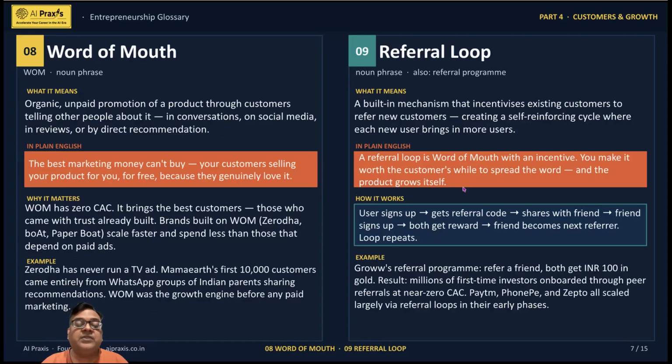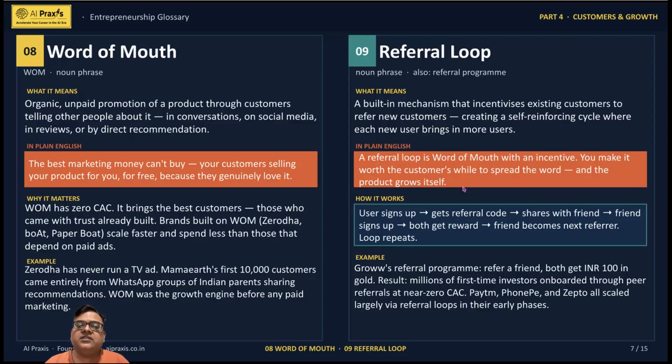You're actually becoming a brand ambassador of that product. Okay. Unknowingly, you're actually telling them because you're liking. That's called word of mouth. Word of mouth is organic, unpaid promotion where customers tell others about your product. No advertisements, no budget, just genuine recommendation. Now let's simplify this. This is the best marketing in the world. It's very trustworthy. Okay. Because it's true. It comes from your heart.